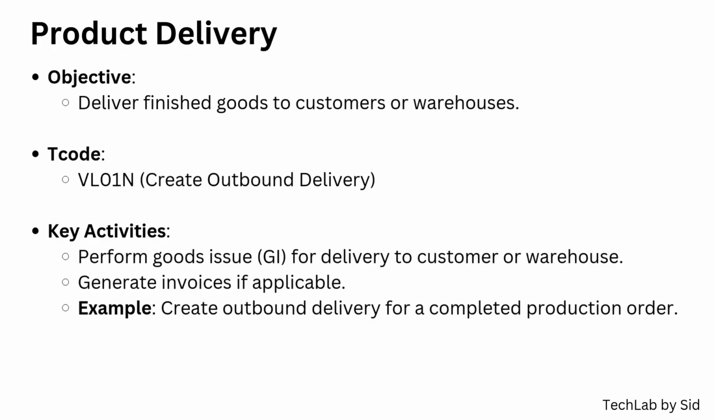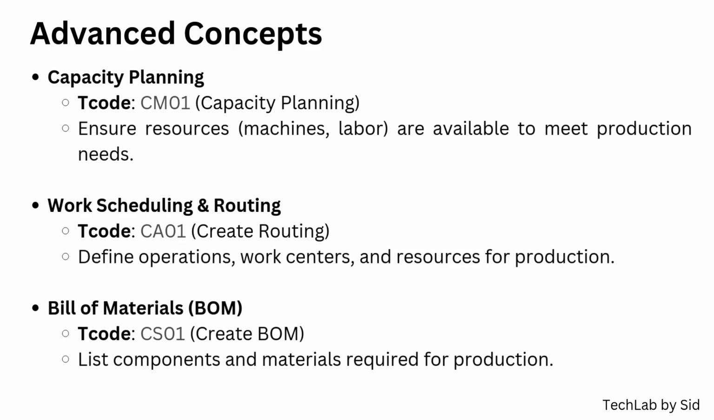Finally, we arrive at product delivery. After the goods are produced and confirmed, they are ready for delivery to customers or warehouse. This is done using Tcode VL01N, which helps create outbound deliveries. In this step, the goods issue is posted, and the goods are physically moved to the delivery location. If the delivery is part of a sales order, an invoice can be generated as well. This step marks the end of the P2P cycle, as the product reaches its final destination and the customer is billed.